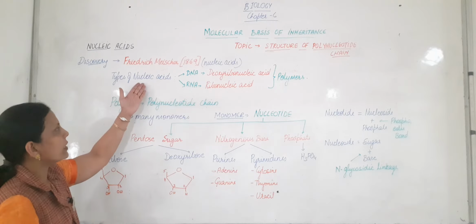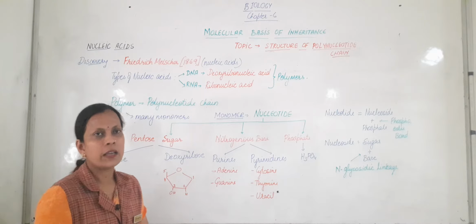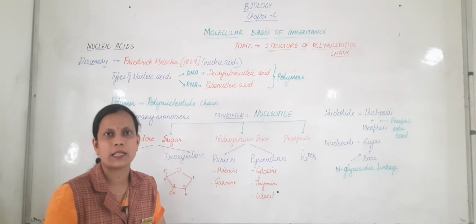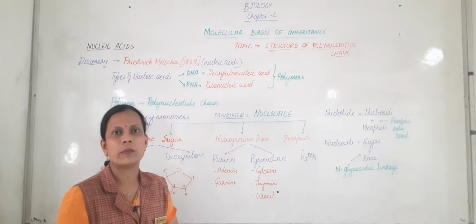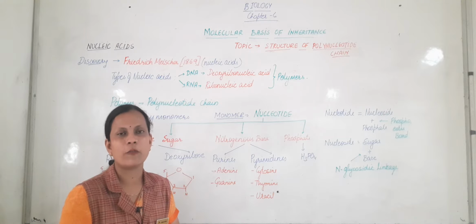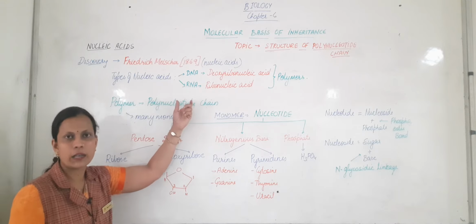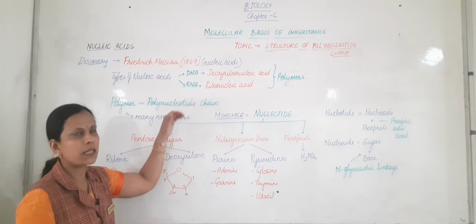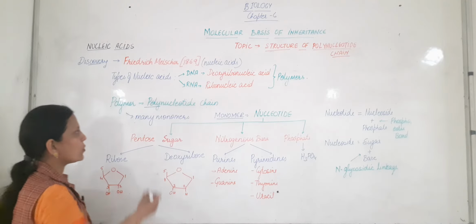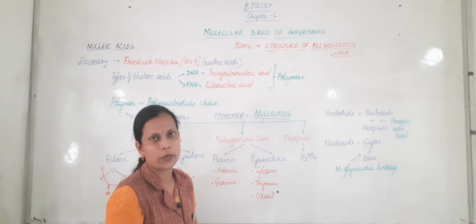Now, coming to the types of the nucleic acids, we have two types of nucleic acids, that is DNA and RNA. DNA is deoxyribonucleic acid and RNA it is the ribonucleic acids. Now, these two molecules are actually the polymers. That means it is made up of a number of monomer units. The structure, it is a polynucleotide chain. When we say a polynucleotide chain, poly means many nucleotides. So, the monomer unit is the nucleotide.